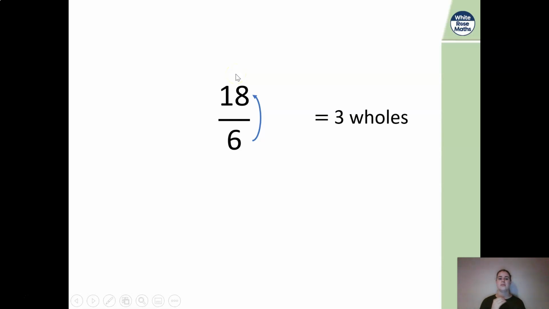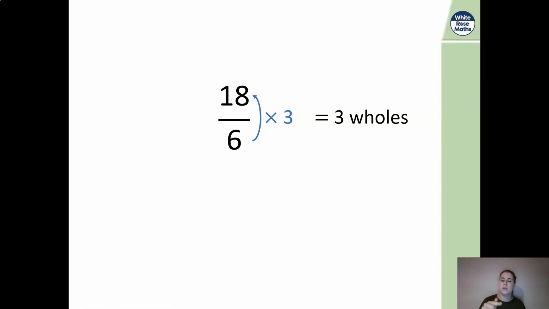So how many groups of 6 can I get into 18? So I do 6, 12, 18. Oh, well, it goes 3 times. So that means I multiply it by 3. And we know that we're multiplying because we're going from a smaller number to a bigger number. So we know that we have to multiply.